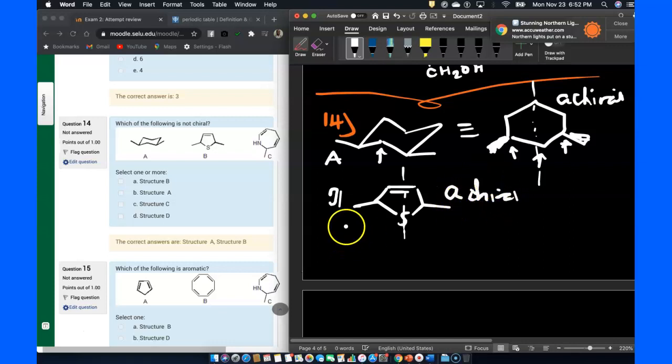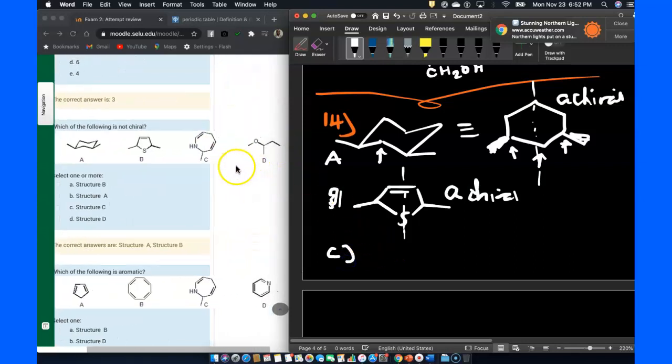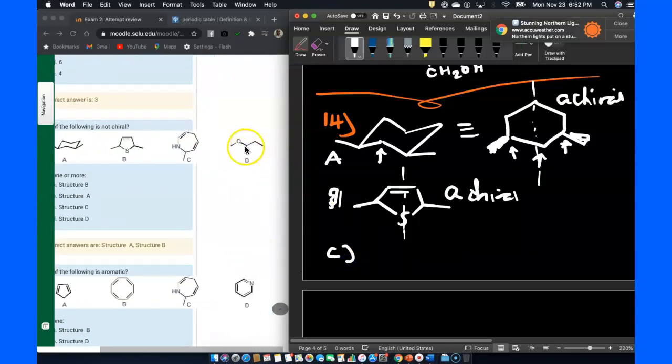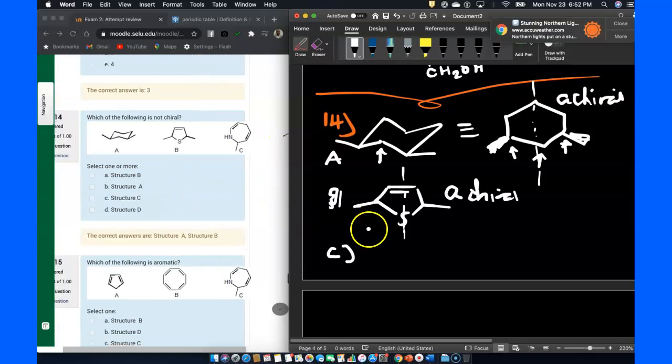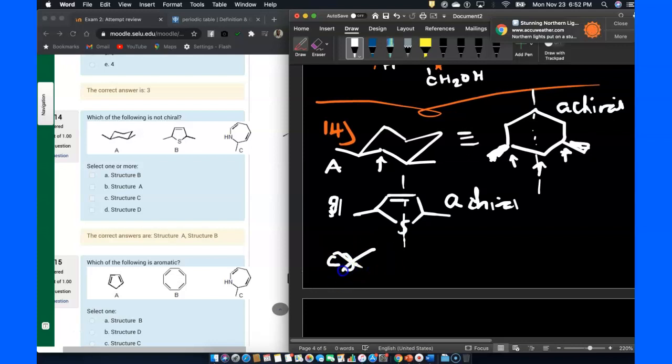So it's not chiral. But if you look at C, there's no way you can have an internal plane of symmetry on C. There's no internal plane of symmetry on D because you have oxygen on the left, carbon on the right. So the answer is A and B. C and D are chiral.